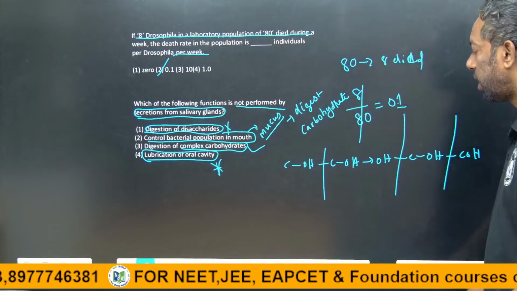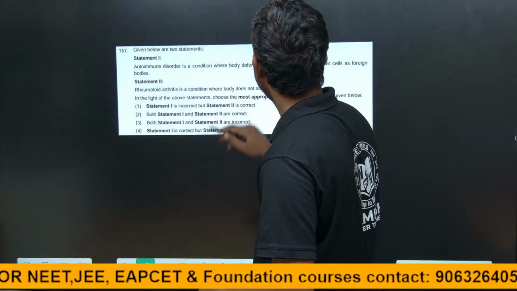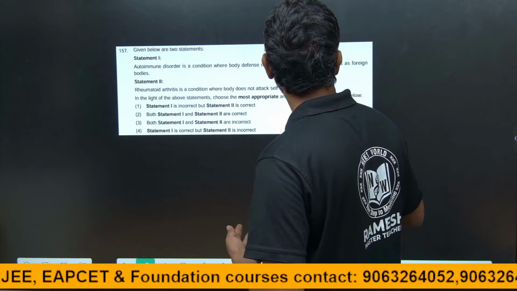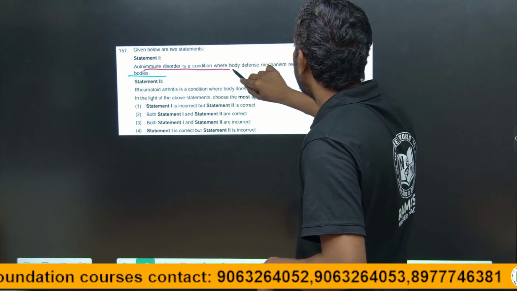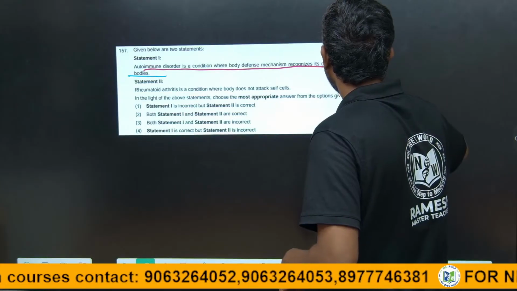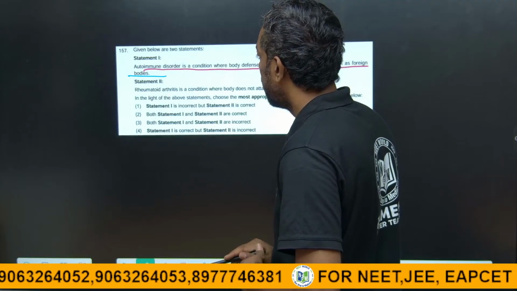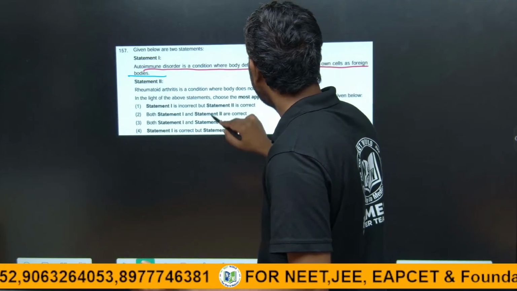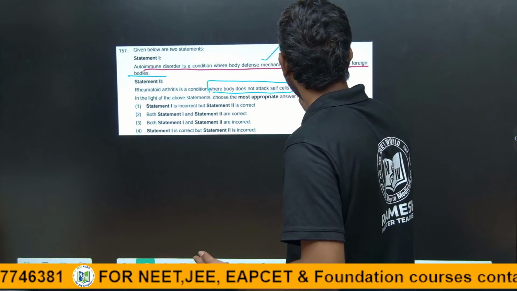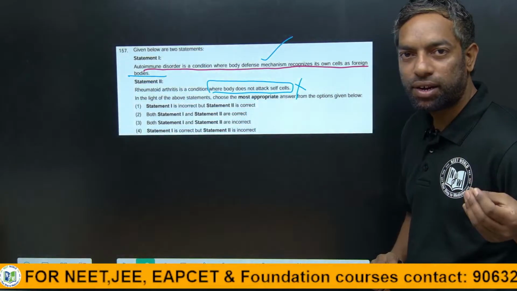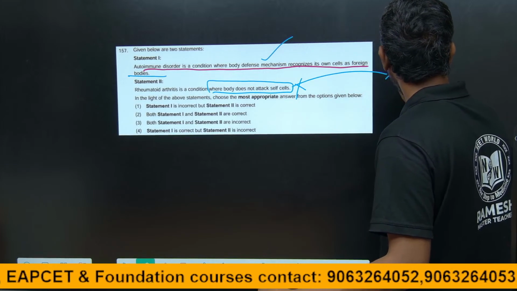Autoimmune disorder is a condition where the body's defense mechanism recognizes its own cells as foreign bodies. Absolute right answer. Rheumatoid arthritis is a condition where the body does not attack its own cells. It is a wrong answer. Rheumatoid arthritis is an autoimmune disorder.